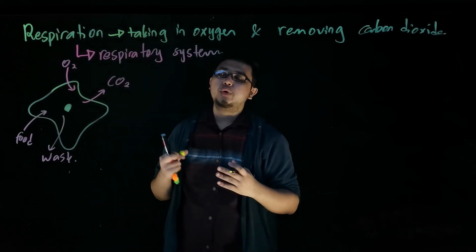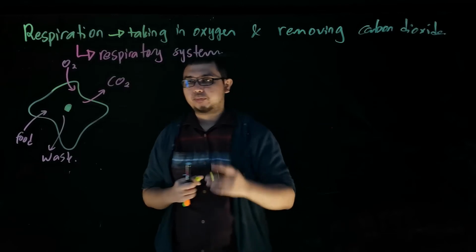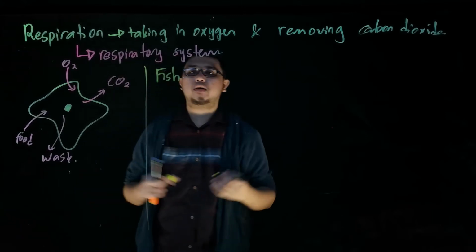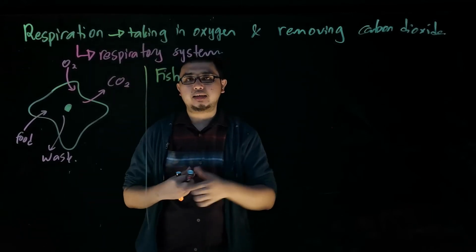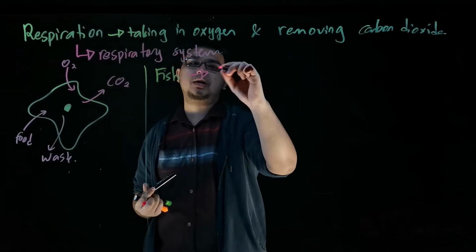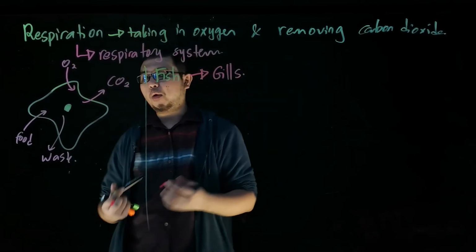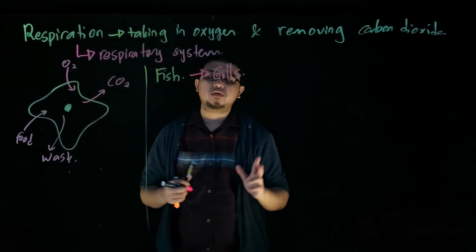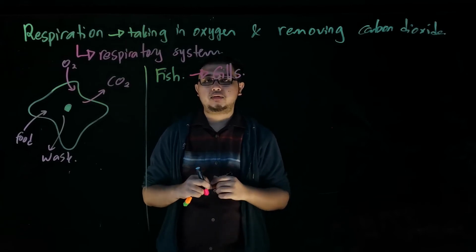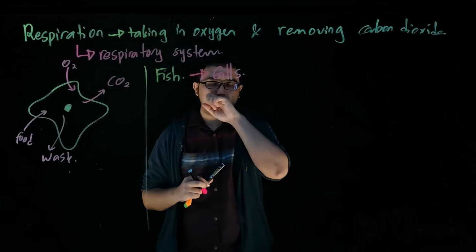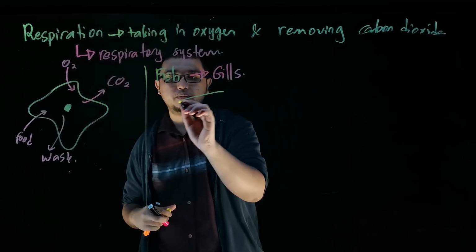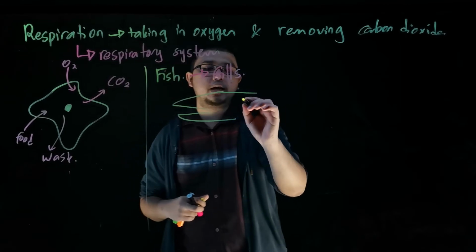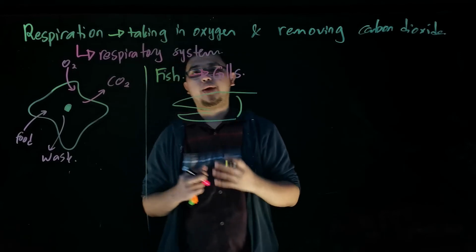Now, we go to a much more complex organism. We start off with the fish. In fish, respiration takes place at the gills. The main organ for respiration is the gills. For our fish, respiration consists of two different parts. Even though the respiration is straightforward, it starts off with the mouth. What the mouth does is create a buccal cavity for the water to enter.